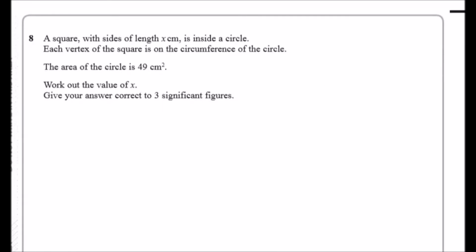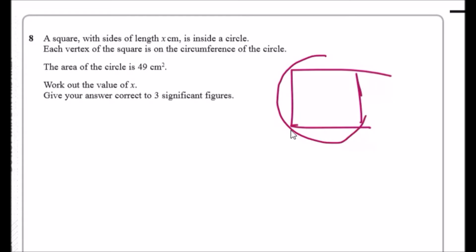Right, let's do number 8 now. We have a square with side length x centimeters inside a circle. Probably just do a little sketch. You've got a square, a nice looking one, inside a circle. I'm just going to guess it's touching the corners of each one. So just ignore these bits here.